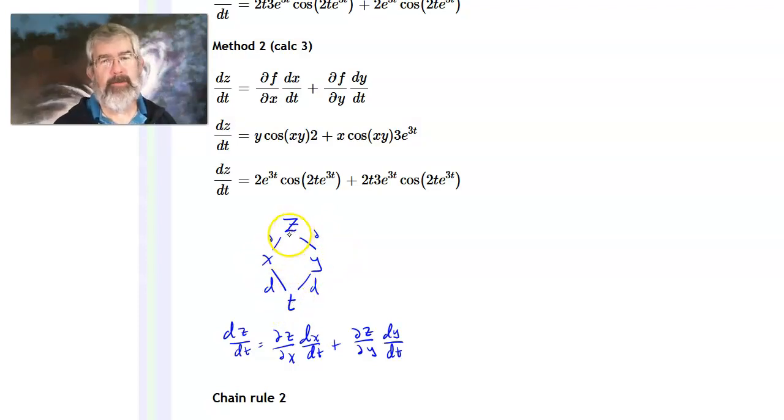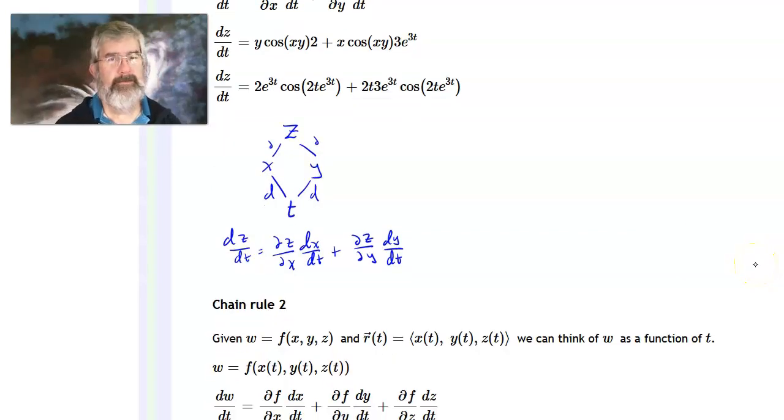So to get from z down to t, you've got to do the partial of z with respect to x, that's this, and then the derivative of x with respect to t, that's that. And likewise, to get there through the y, partial of z with respect to y, that thing, and then the derivative of y with respect to t here. So that's that chain rule.